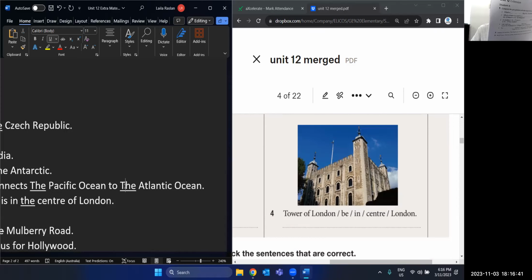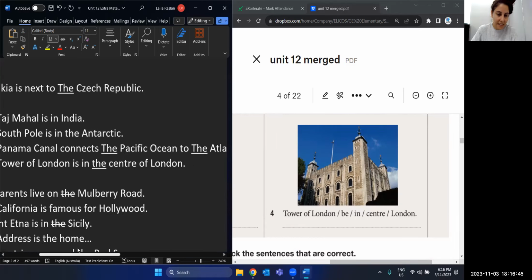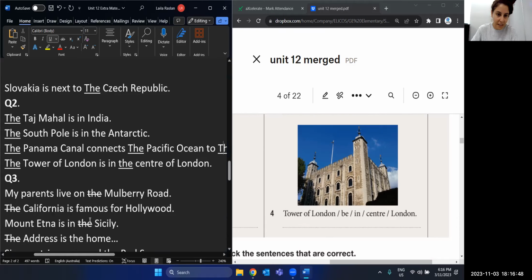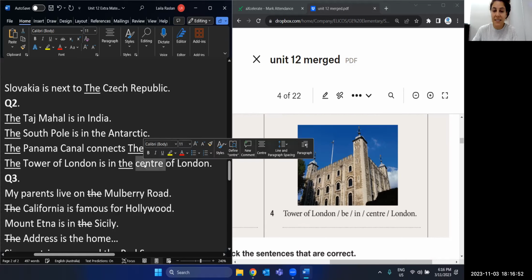Yeah, the Tower of London is in the downtown. Yeah, because center, downtown, middle, is in the downtown of London.